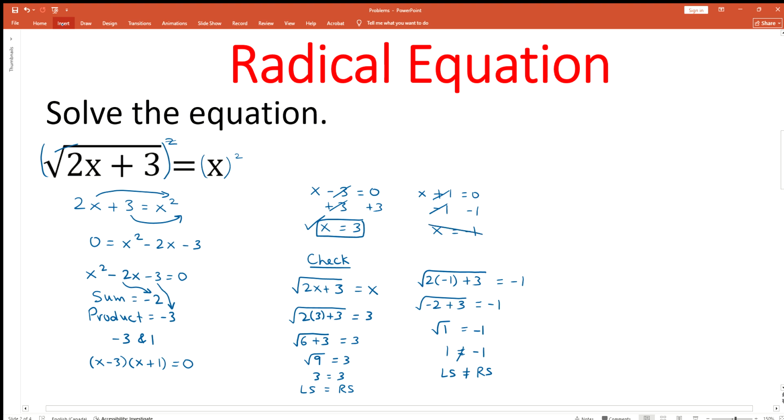So this equation has just one solution, x equals 3. This should be the final answer for this problem. So these are the steps you have to keep in mind to solve this equation.